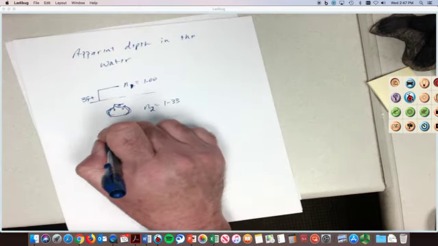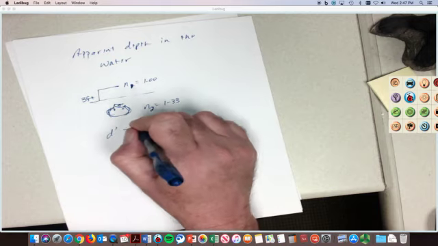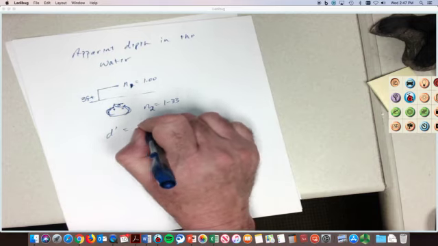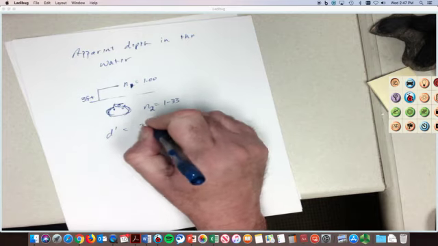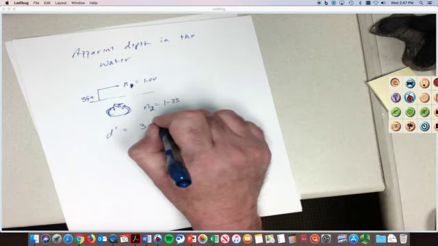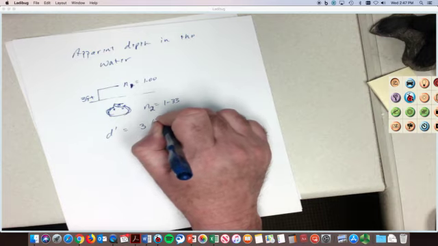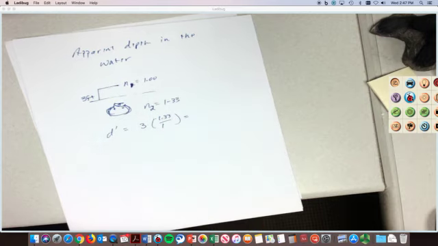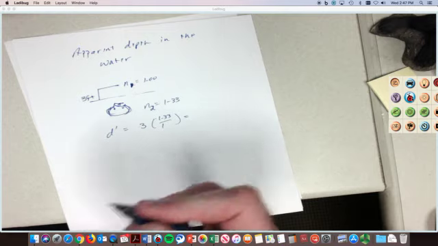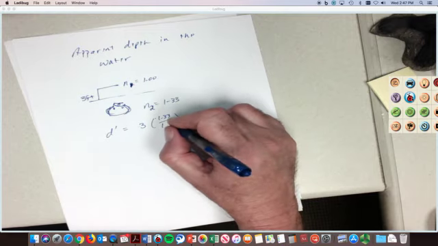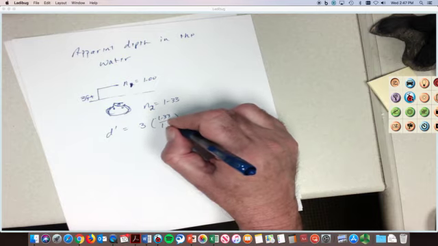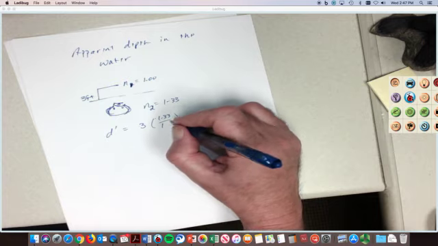So therefore, the apparent height of this thing is equal to the real, which is 3 times 1.00, 1.33 divided by 1. So that comes out to be what? 9.99 times 3. I can't.